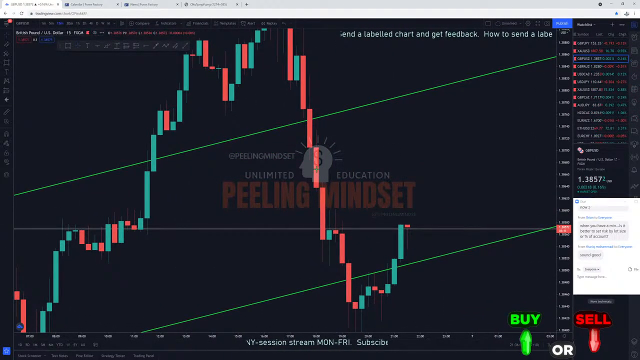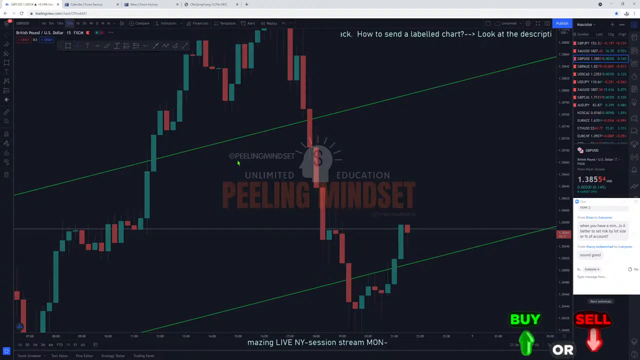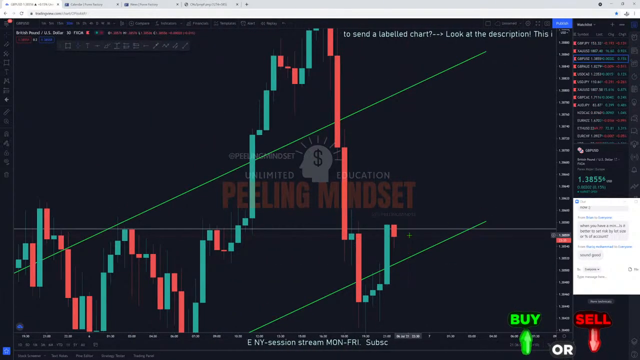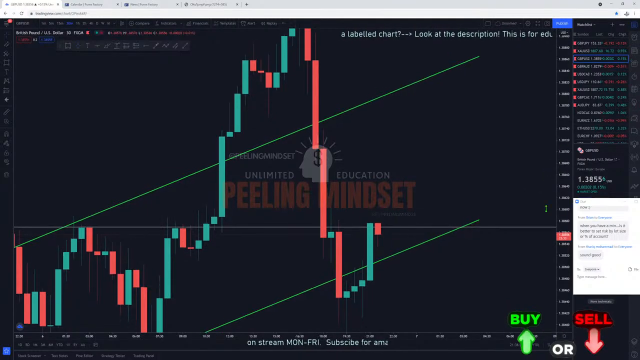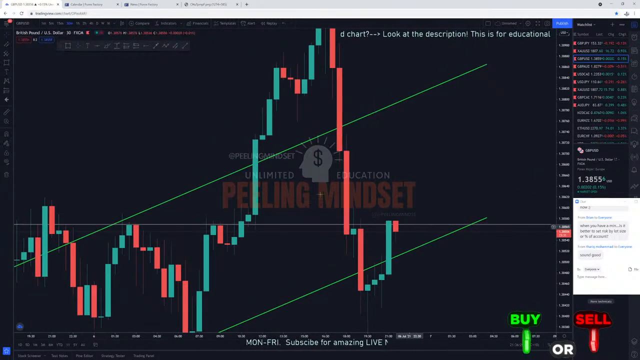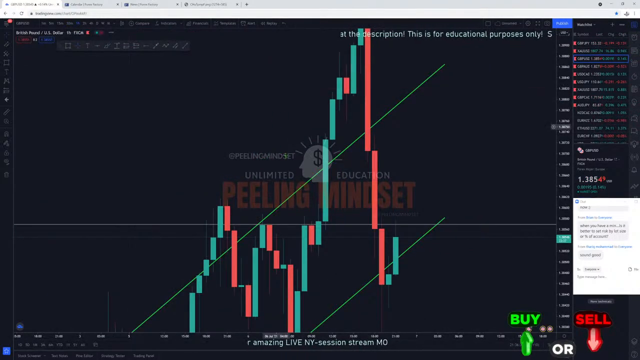And looks like the pound USD 15-minute candle actually closed above that gray area. It's kind of funny how pound USD is also showing some kind of bullish posture here.